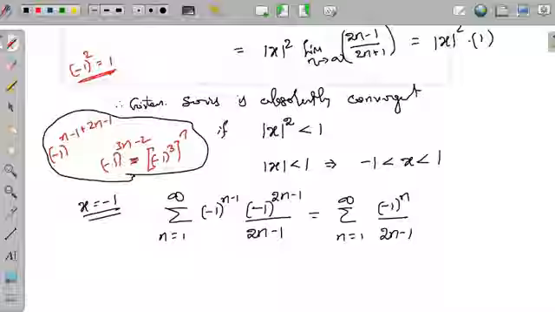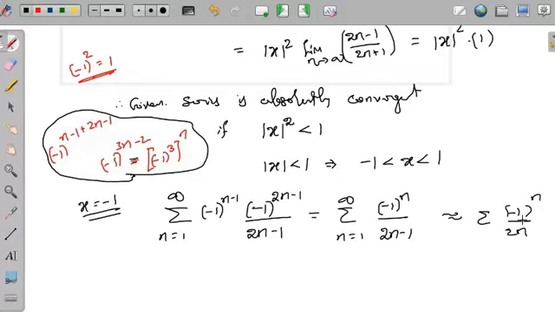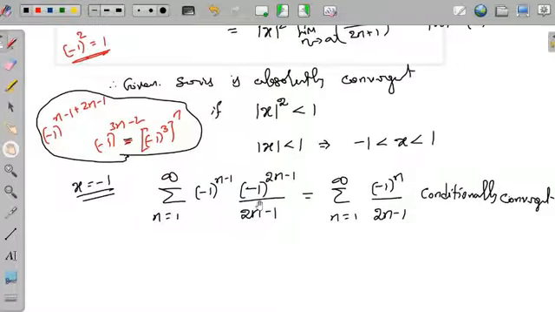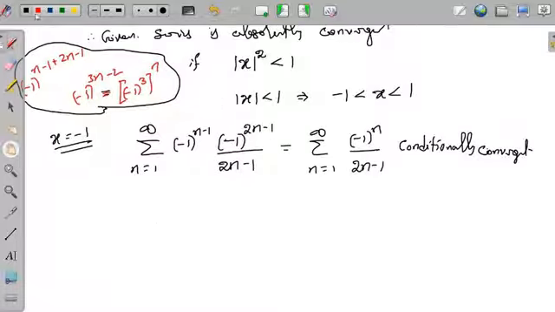So this one, if we observe, is actually similar to summation 1 by 2n times minus 1 power n. We know that summation minus 1 power n by n is conditionally convergent. So we can conclude that this summation is conditionally convergent. No need of writing details. If you really want to write the details, then you need to write the alternating series test here. The alternating series test is the only one that is going to help you show that it is convergent.